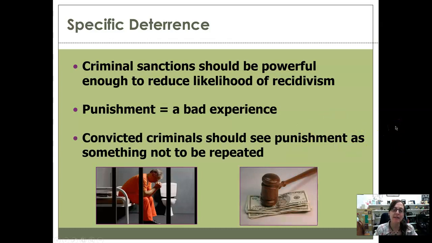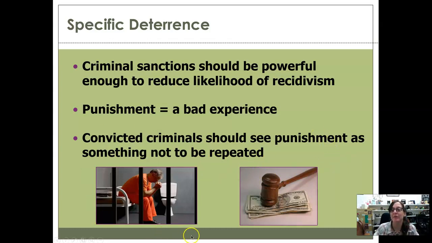So convicted criminals then should see punishment as something that they don't want to repeat because it sucks. So, I don't want to have to go through this again. So maybe I should find some other way of making money or getting whatever thing it was that they wanted to get from crime. And that punishment could be prison, but it could also be things like fines. It could be having to be on a registry of some kind. Although the sex offender registry is not supposed to be a punishment, it absolutely serves as that. But it's another topic though.